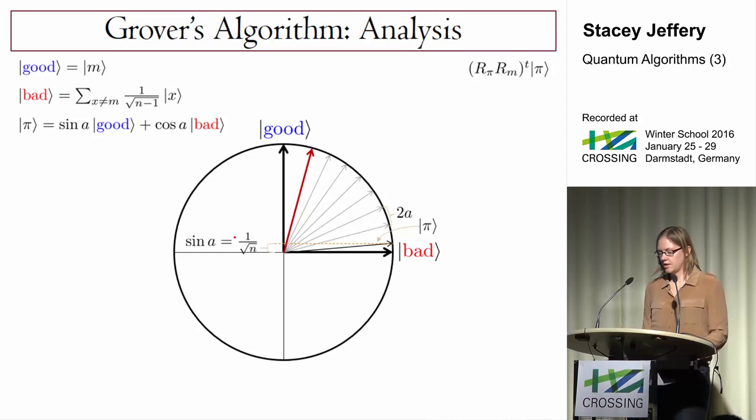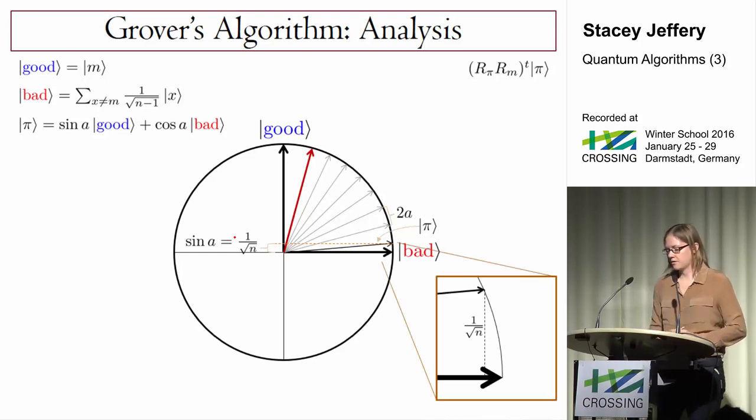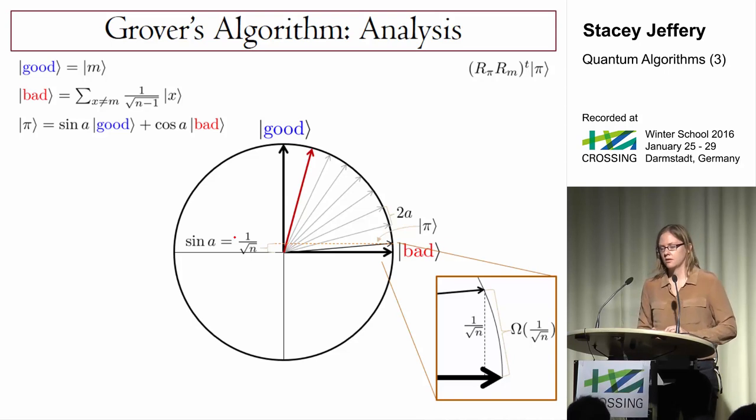Okay, so if we zoom in on this part of the picture, you can see that the arc length corresponding to the angle of a is at least 1 over root n. In fact, it's approximately 1 over root n. This is just a picture way of seeing a fact that is really important in the analysis of Grover's algorithm, which is just that for very small values of a, sine of a is approximately equal to a.